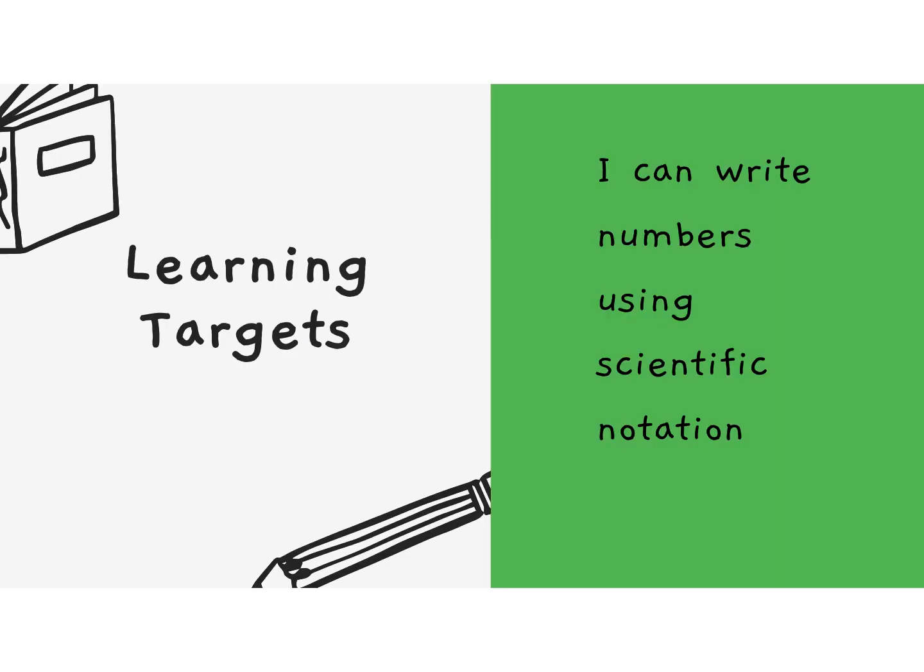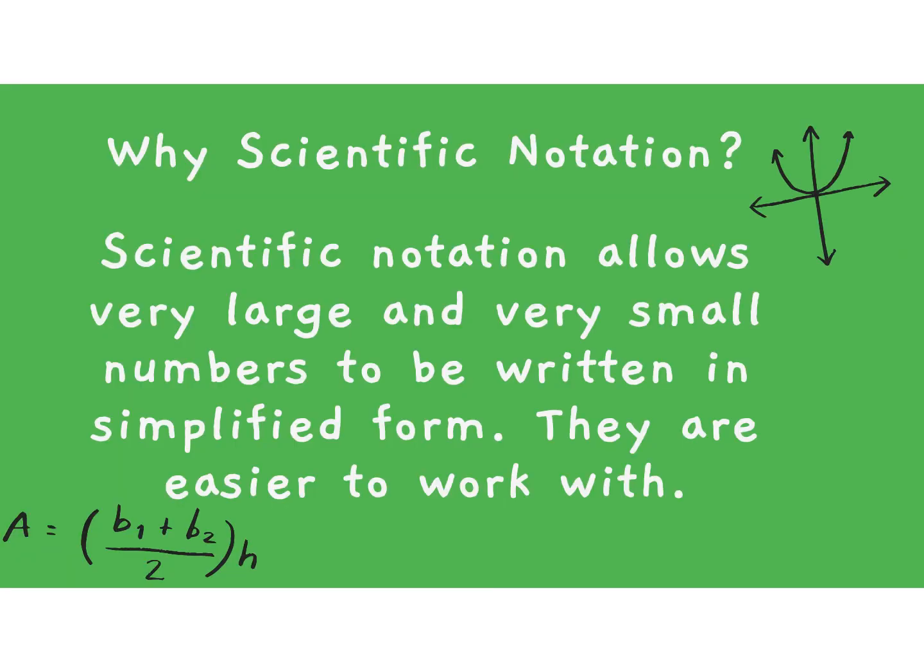Your learning target for today is I can write numbers using scientific notation. So why do we use scientific notation? Well, it is actually a scientific method of writing very large numbers in a smaller format so that they're easier to add, subtract, multiply, and divide, or very, very tiny numbers, again, in a simplified manner to do all the math operations with them. So today we're going to be talking about large numbers and making them more manageable, smaller, and then very small numbers and making them bigger, again, to make them more manageable.